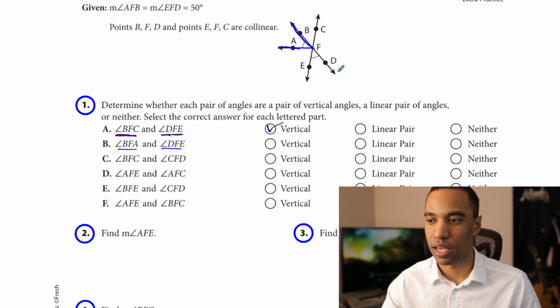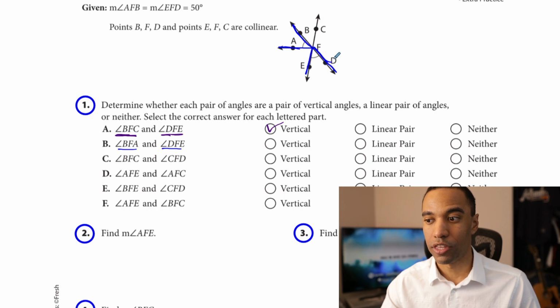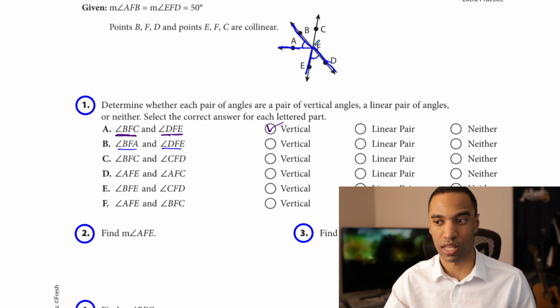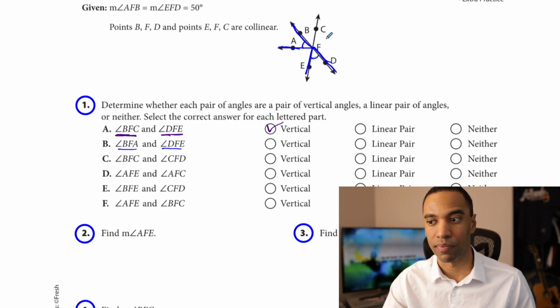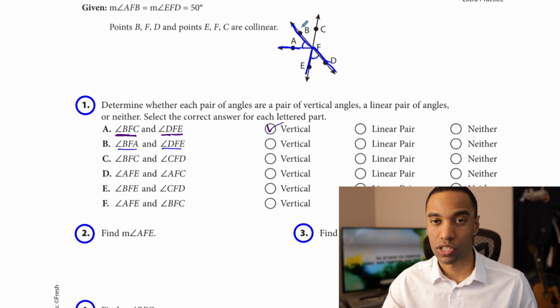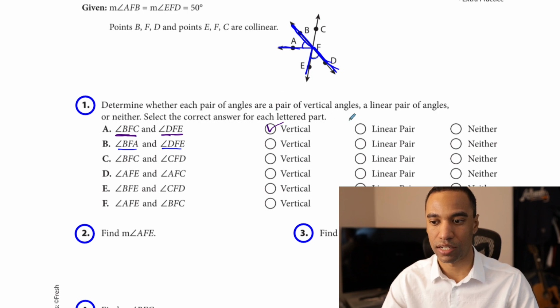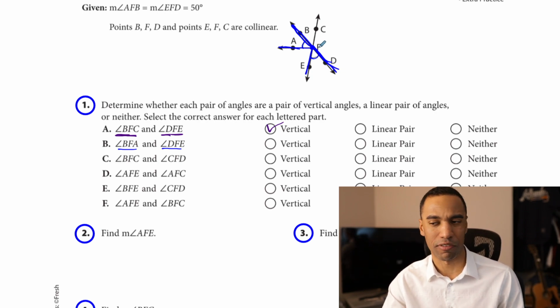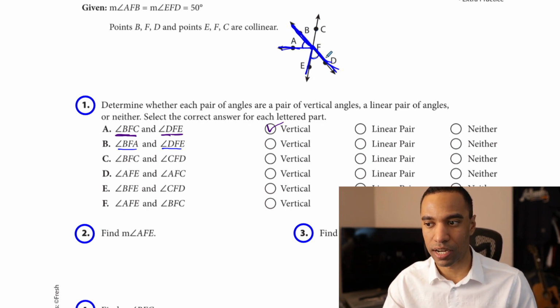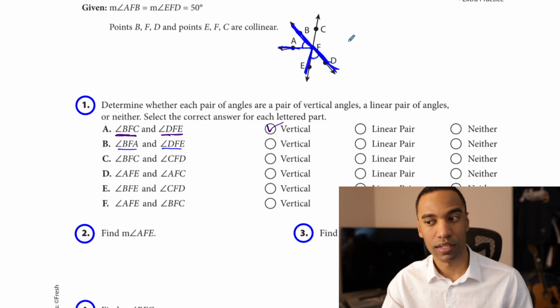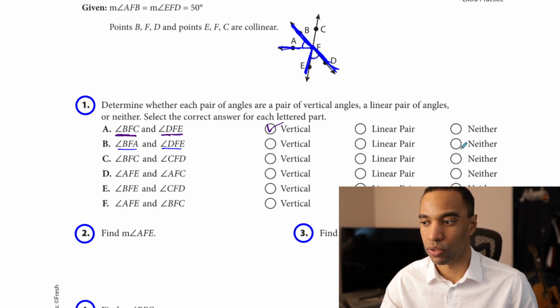BFA and DFE. Well, this is one they specifically said were not vertical angles. Listen, they are congruent, but that's a coincidence. They marked them congruent for us. They told us they're the same. They're not opposite. This isn't formed from 2 different lines. Here's a line, and here's a ray, and here's a ray. We need 2 lines that intersect. These are not that. They're also not a linear pair. They're not adjacent. They may share a common vertex. All these angles share the same common vertex, but this angle doesn't share any sides with this angle, and they don't form to make a line in total. This is neither.